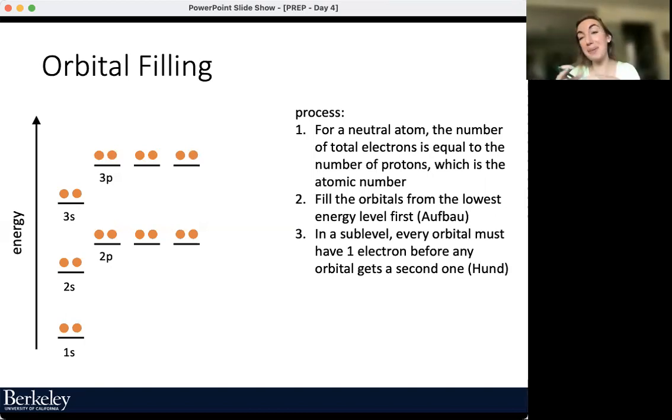And then those sublevels are divided into orbitals. So the S sublevel has 1 orbital, so it can hold 2 electrons. The P sublevel has 3 different p orbitals, each of which can hold 2 electrons.